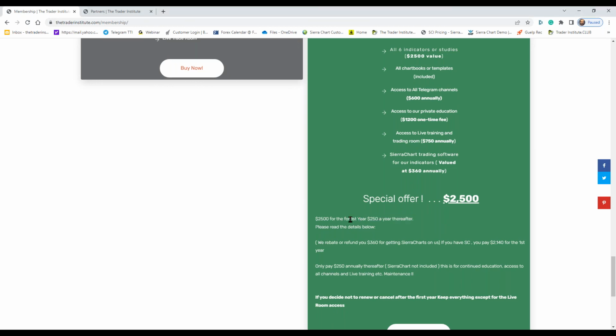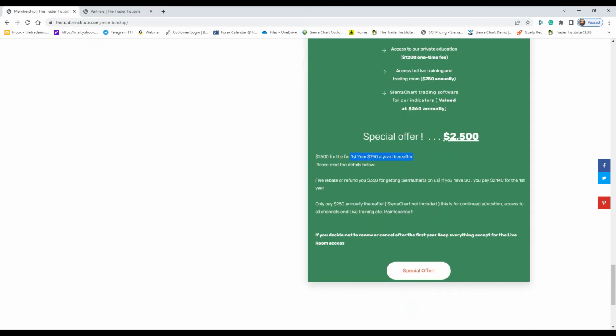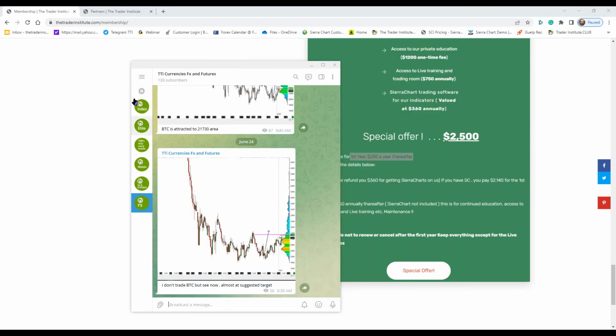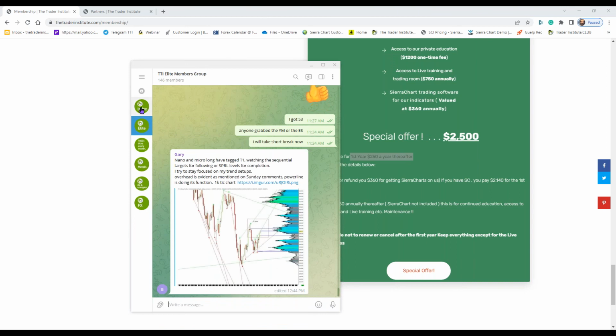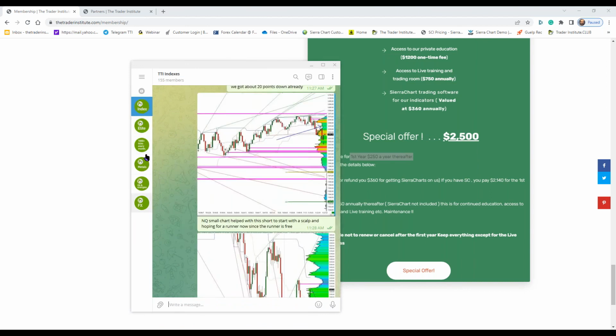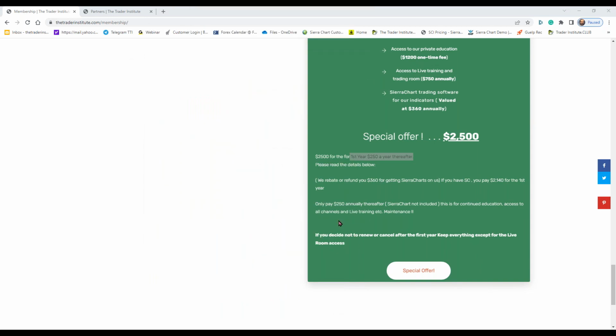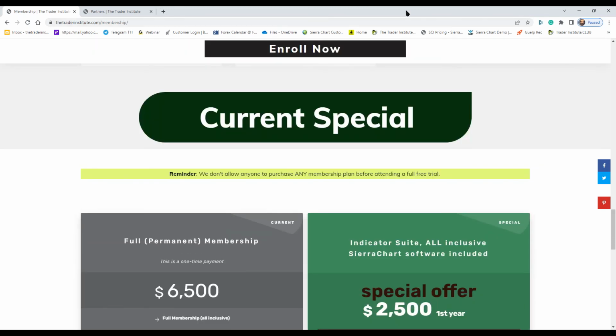And if you don't want to, you keep everything. The only thing that you don't keep is the live trade room when I trade live. So you're going to stay with the elite members. You're going to stay in the indices, everything. You're going to stay on this. All right? Make sense? Any questions? I think it's fair. Any questions so far?